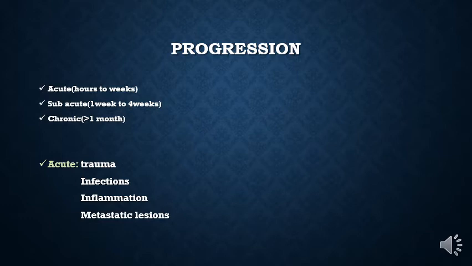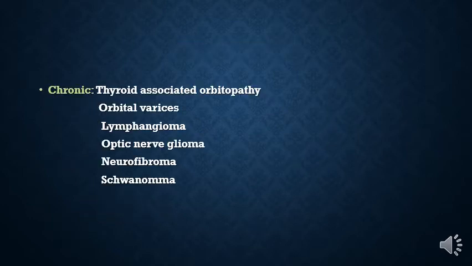So what are the causes of acute proptosis? Trauma is a main cause. First we should rule out the history of trauma. The infections, inflammatory disorders, and certain metastatic lesions also produce acute proptosis. Chronic: the causes of chronic proptosis are thyroid associated orbitopathy, which is the most important cause, orbital varices, lymphangioma, optic nerve glioma, neurofibroma, schwannoma.